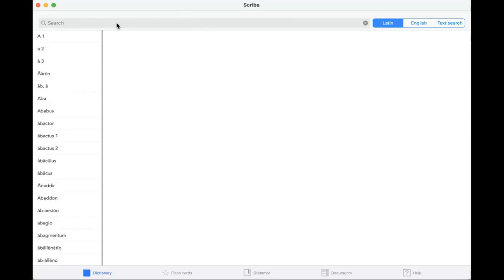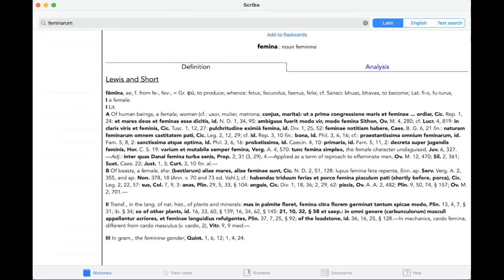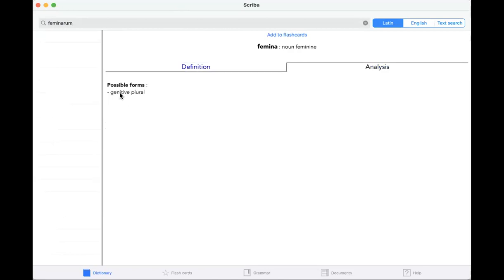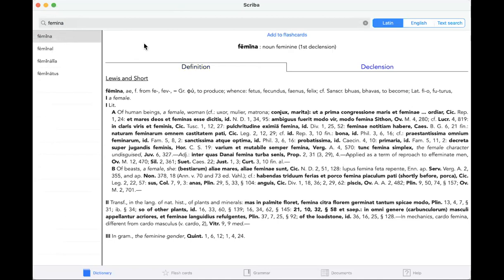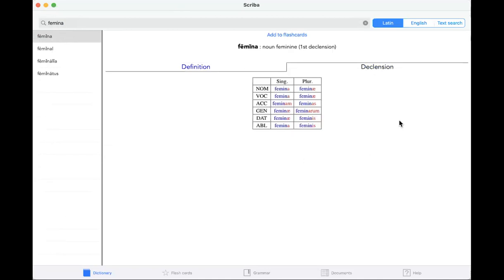So we can put in feminarum, and it will show us femina. It will also show us that it's the genitive plural. The other thing you can do is put in femina and you can see the declension.